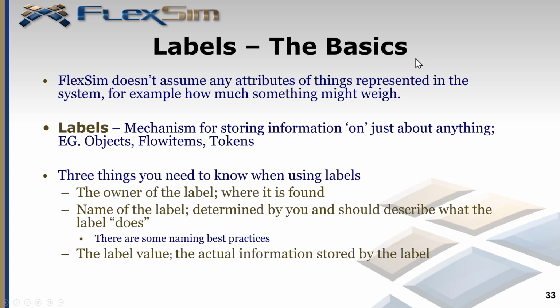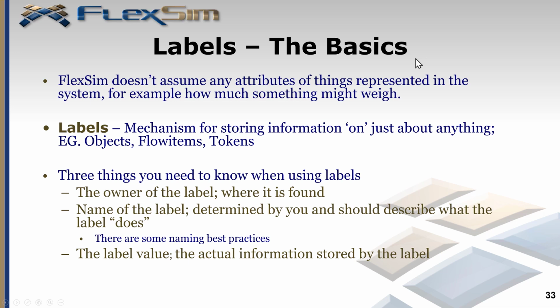And we used a label for that in the last phase of the model. So, what is a label? It's a mechanism for storing information on just about anything. For example, objects, flow items, tokens. And there are 3 things you need to know when using labels.